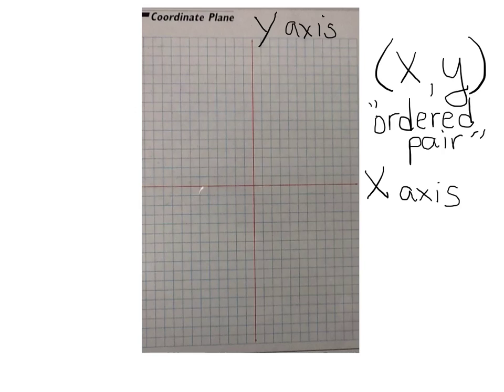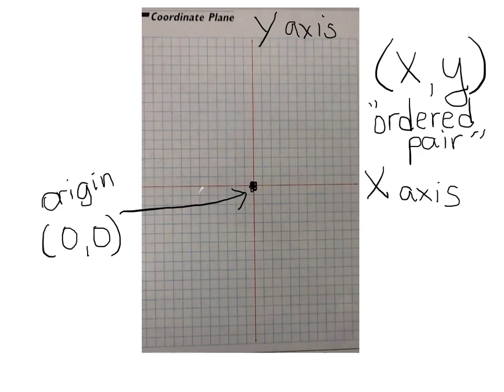All right, so let's look at our graph. In the very center, the point where the two axes intersect, right here in the center, this point is called the origin. And the value of the ordered pair at the origin is x equals 0, y equals 0. Alright, so remember x is always given first, y is always given second.